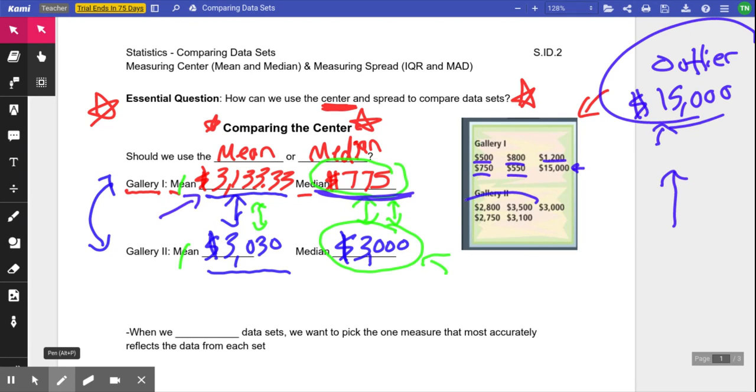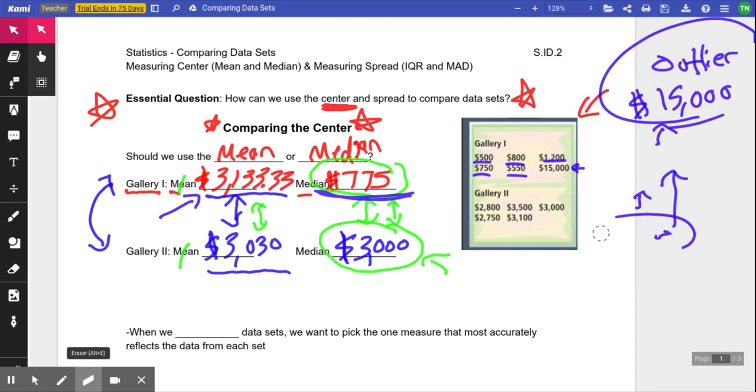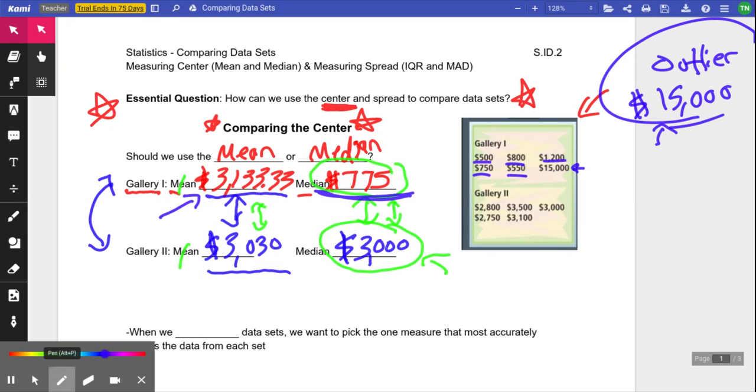Now, there was no outlier here. We have 2,750, 2,800, 3,000, 3,100, 3,500. We're really noticing like this $3,000 trend, right? Our stuff is really close to 3,000 or a little bit above or a little bit below. So then you're thinking, well, if I'm going to sell something at this gallery, there's a good chance I sell it for something around 3,000, right? It's going to go maybe a little bit above or a little bit below. We have no crazy low prices like these hundreds, and we have no crazy high price like this 1,500. This seems like a much more safe bet.